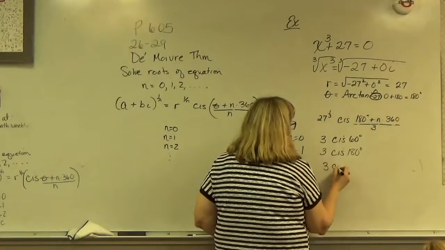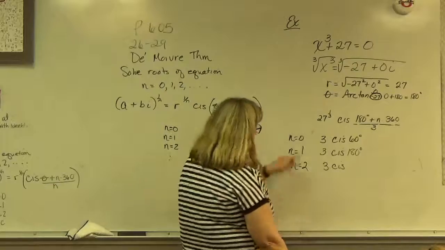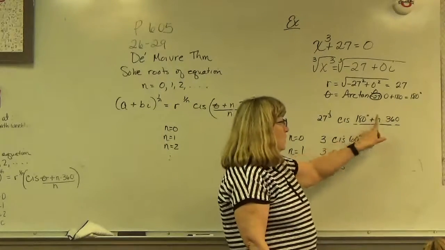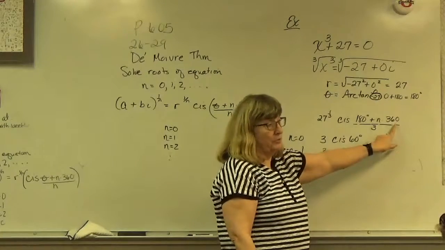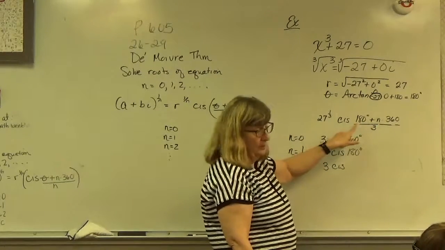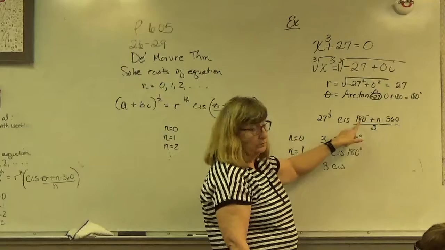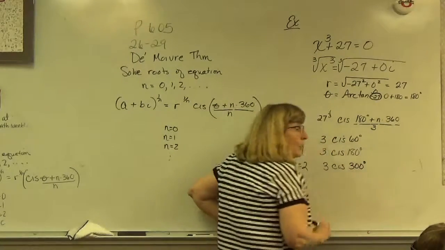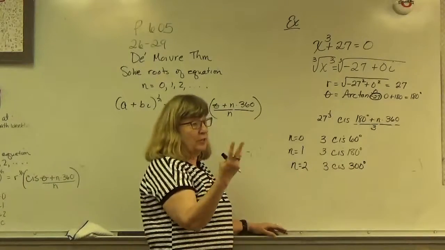Next. I know it's going to be 3 again, because it's still 27 to the 1/3. Now you're putting 2 in. So 2 times 360, you've got to multiply first, 720, plus 180, 900, divided by 3. 300. Okay, so you have 3 answers already.